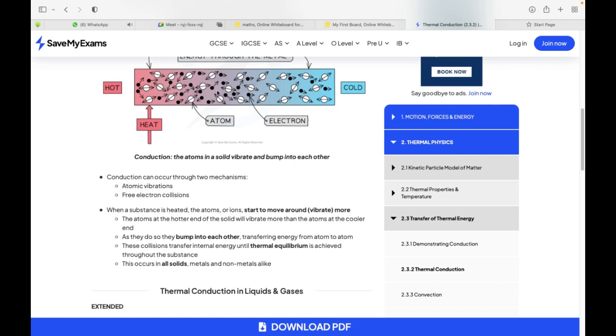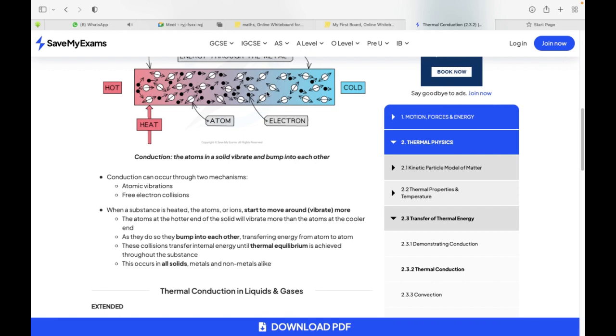This collision will ensure that the heat energy is passed till equilibrium is attained. What do we mean by equilibrium? A point whereby the heat is uniform throughout the material. Everywhere is warm. No cold part or super hot part. The heat energy will be the same everywhere in the material. When that happens, you say this material is now at thermal equilibrium. Is that okay?